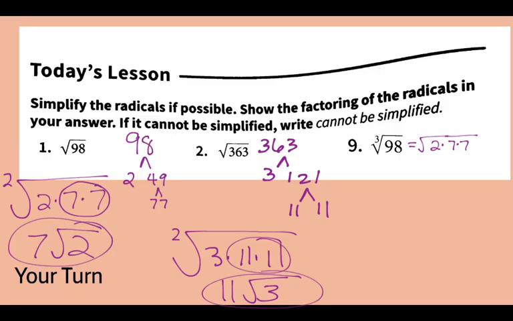Cannot be simplified. Now, you do not write null set, because that means there's nothing ever possible. This means that you just can't do the problem, okay? You can do the problem, and the answer is the cube root of it, so you'll write cannot be simplified. You could just circle it too, and they're probably in the answer key going to say cannot be simplified, though, okay?